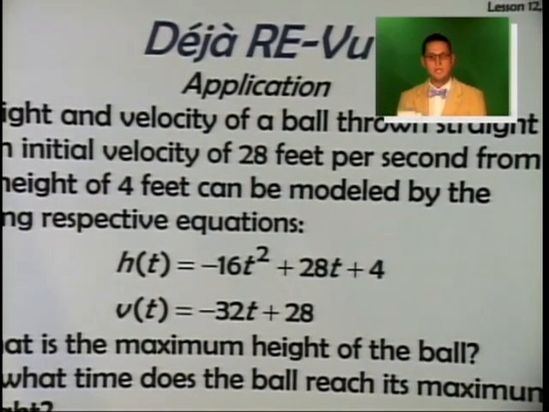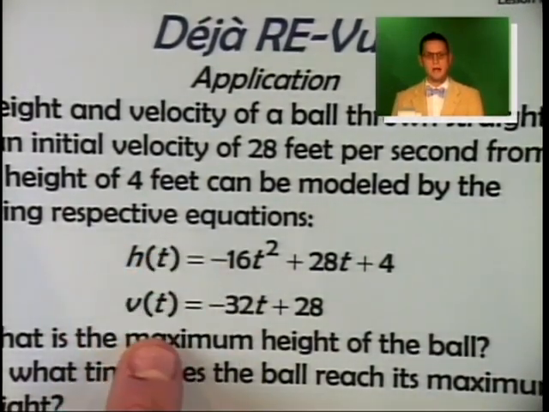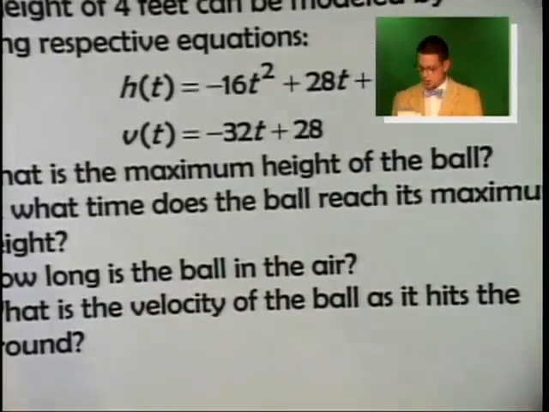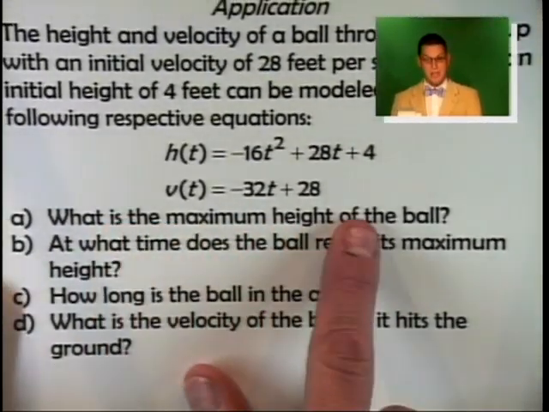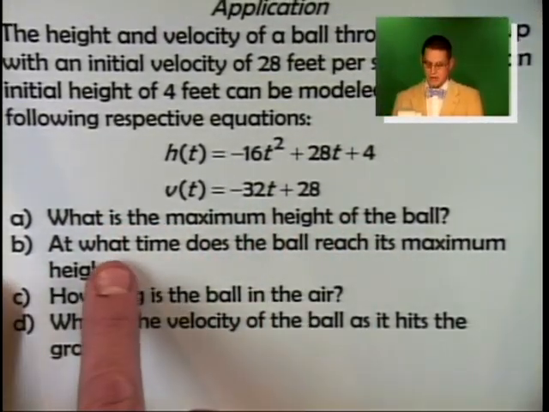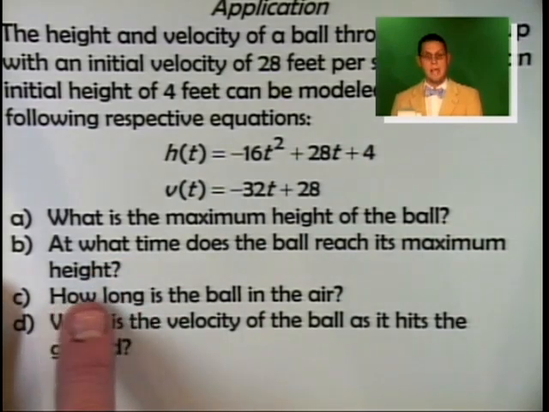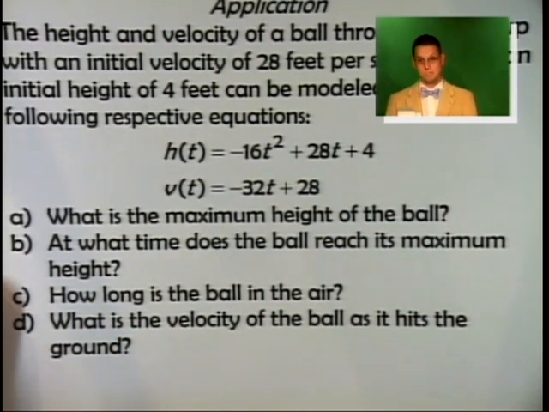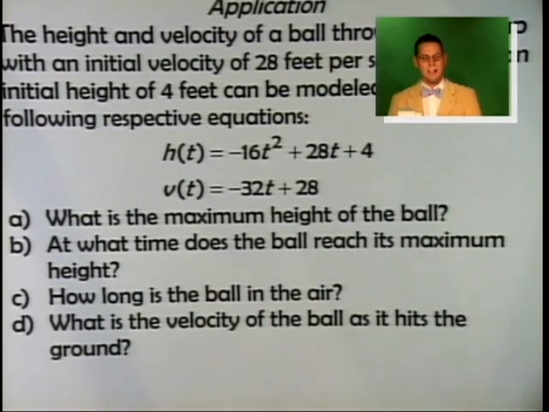All right, so here are the questions we can answer, now that we know what the height and the velocity are. What is the maximum height of the ball? How high does it go? At what time does it reach that maximum height? How long is the ball in the air? And what's the velocity of the ball as it hits the ground? Well, how can we answer that?